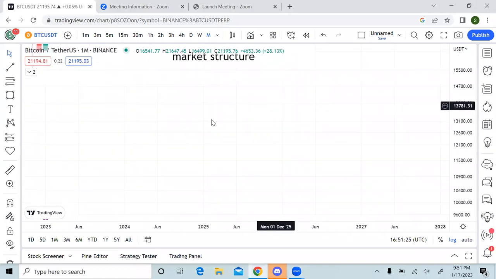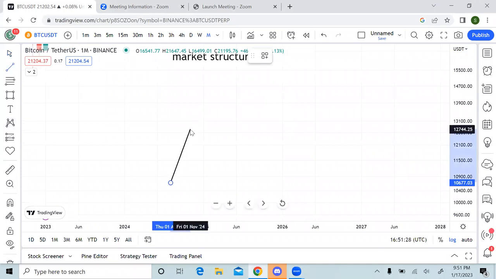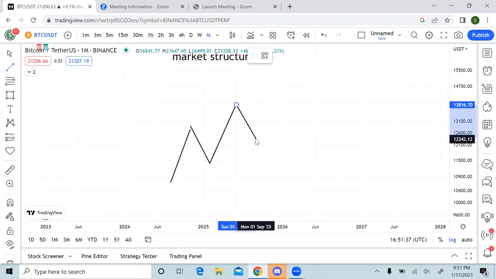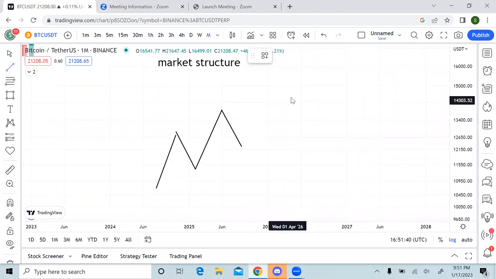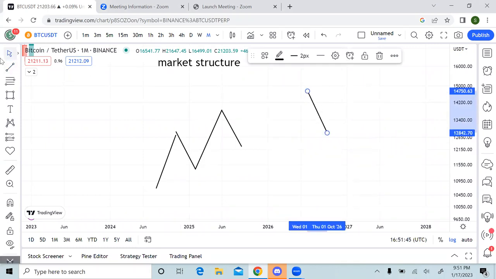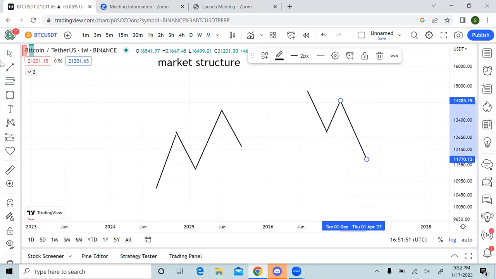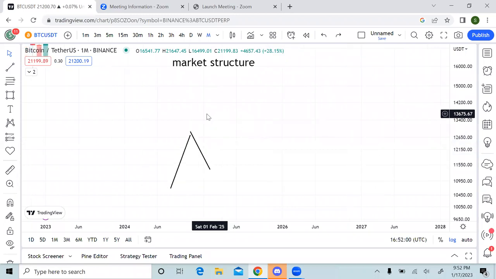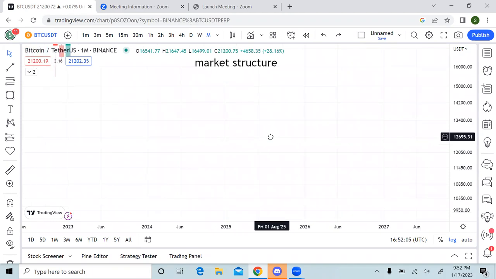Market structure. What is market structure? Simple structure is four things: higher high, higher low, again higher high, higher low. The next two things are lower low, lower high, again lower low, again lower high. These are the four things in market structure. We will study how we will trade these structures, how we will take positions on this structure.